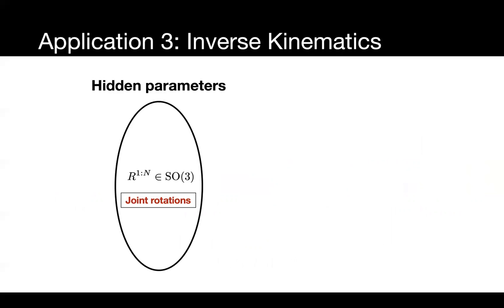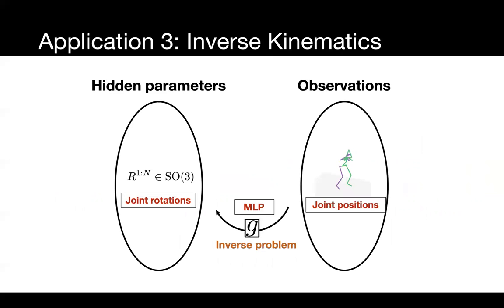Finally, we show some qualitative and quantitative results on inverse kinematics. The goal is to estimate joint rotations given joint positions. The forward process is the forward kinematics function.